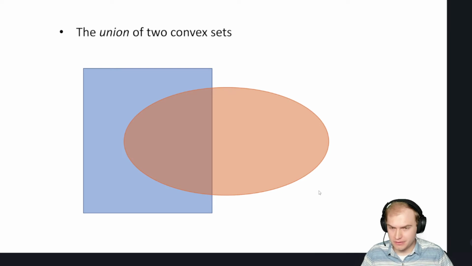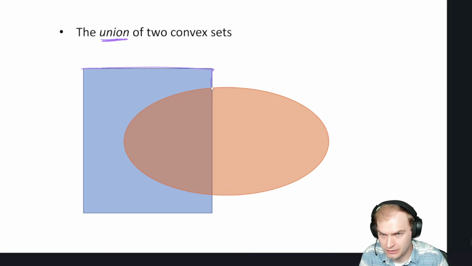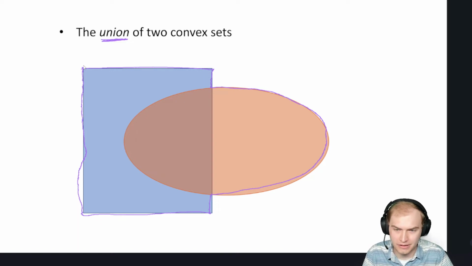What about this? What about the union of two convex sets? So the union is going to be everything that is in either set. So this purple almost outlines the union. Is this one convex?